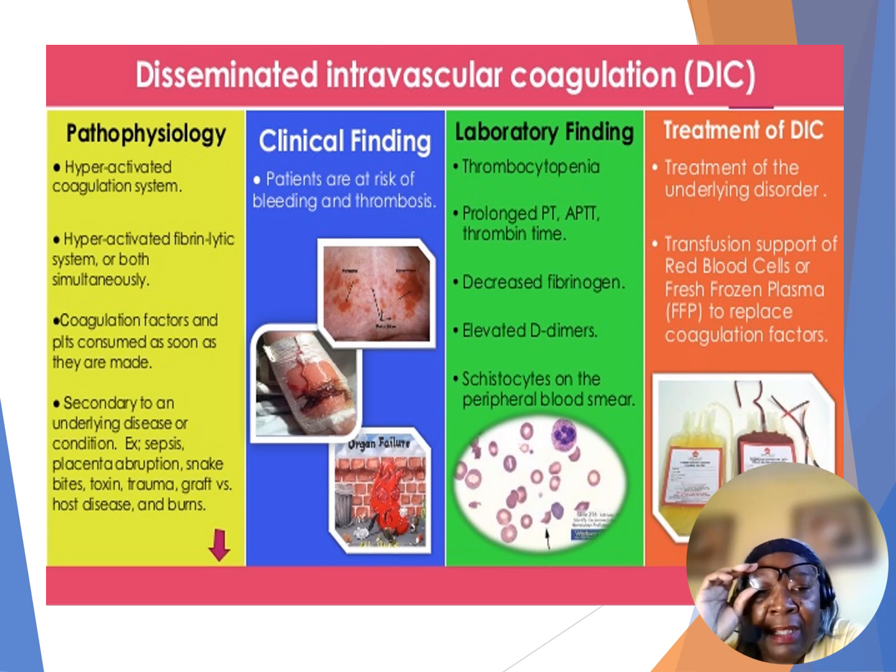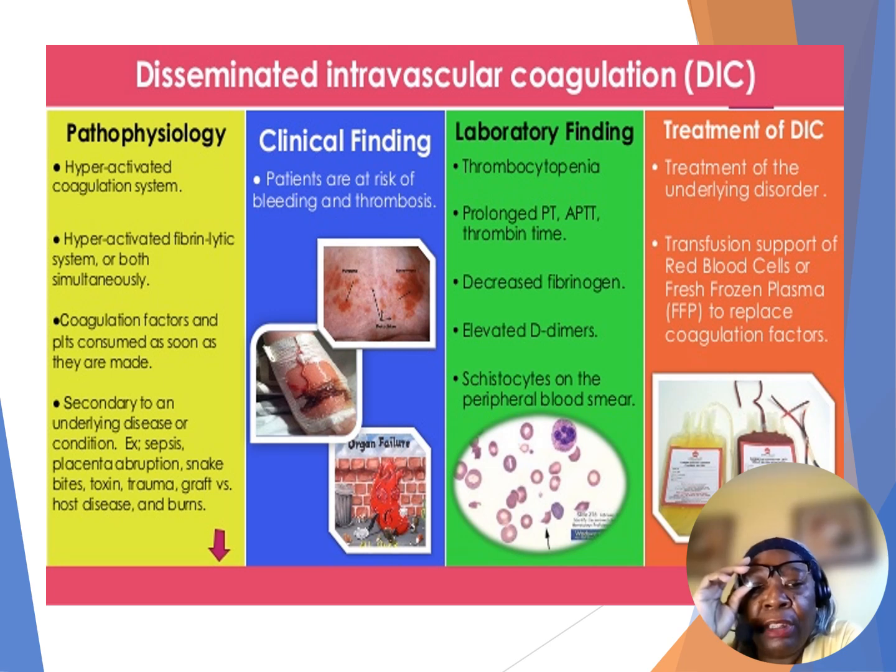Coagulation factors and platelets are consumed as soon as they are made. So remember, bone marrow is making these platelets. This is part of red blood cells. So they're making the platelets and they've been used up as soon as they're being made. Secondary to an underlying disease or condition, especially, for example, sepsis, placenta abruption, snake bites, that venom, toxin, trauma, graft versus host disease, and burns. So those conditions can trigger DIC.